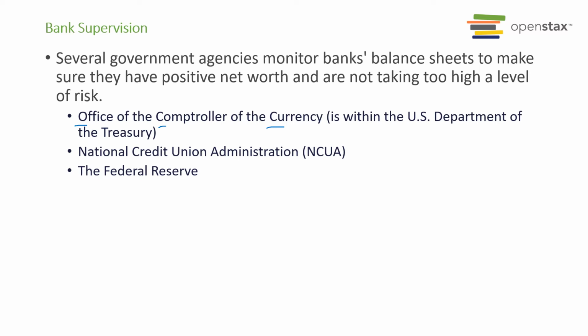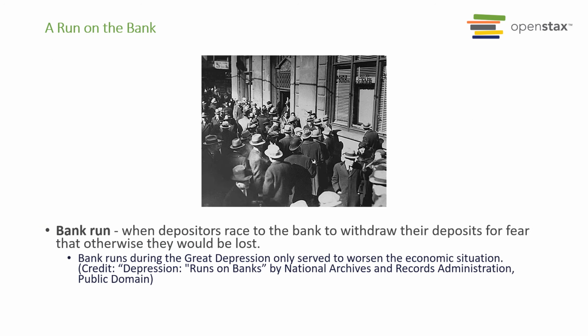We also have the National Credit Union Administration. So your OCC oversees the regular banks, but if you have a credit union, that's overseen by the National Credit Union Administration, and the Federal Reserve oversees everybody on top of that. Okay, so 3 agencies that oversee the banking regulation in America.